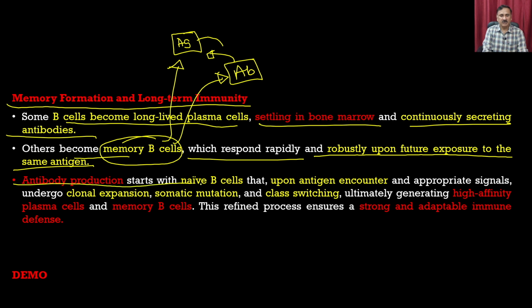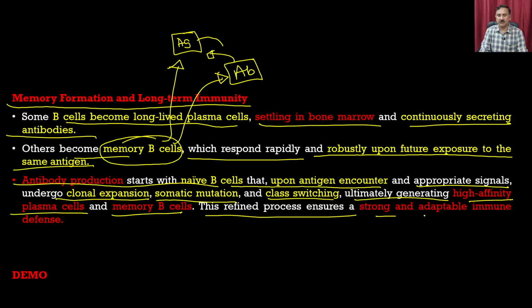So antibody production starts with naive B cells that, upon antigen encounter and an appropriate signal, undergo clonal expansion, somatic mutations, and class switching, ultimately generating high-affinity plasma cells and memory cells. This refined process ensures a strong and adaptable immune defense.